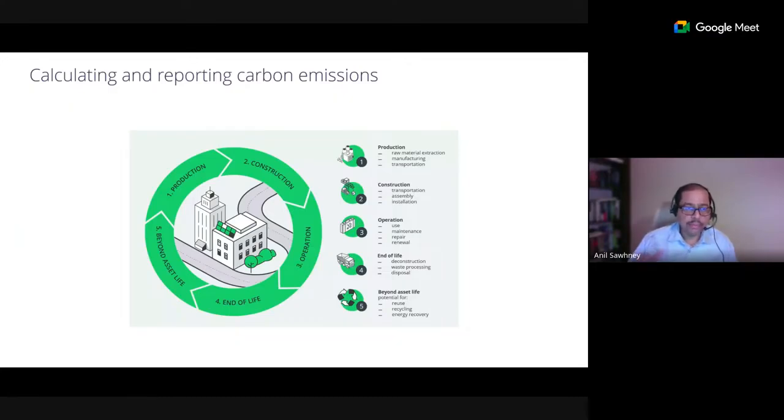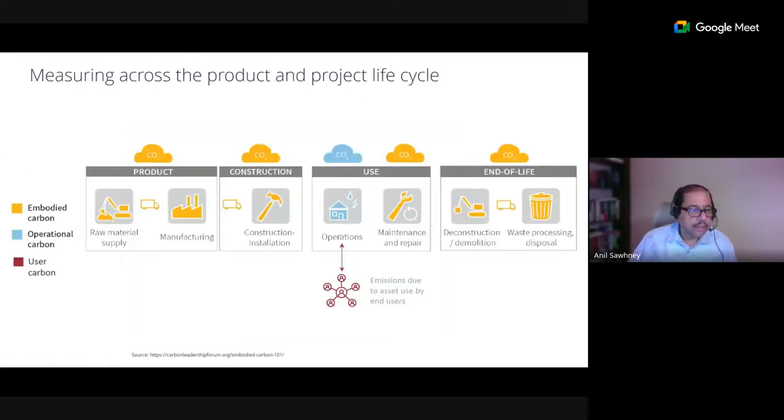During production, we will look at emissions that come from raw material extraction, their transport, their manufacture. We will then look at construction, transport, assembly, and installation. We will look at operation, use, maintenance, repair, and renewal. Then we look at end of life, deconstruction, waste processing and disposal, and then any beyond asset life, things like reuse, recycle, and energy recovery. So this is how our assessments will work.